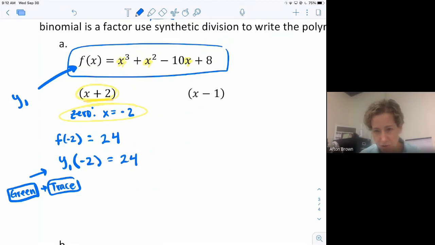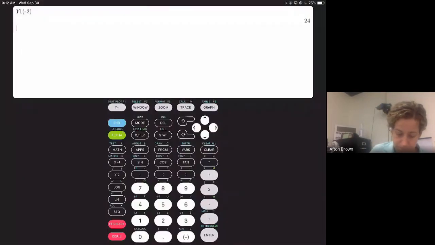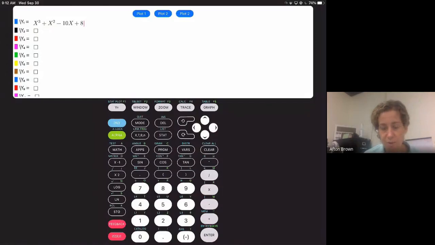So I know this first time through, you're like, well, this isn't really saving us time. This takes us forever, but I promise it will go faster after we're used to it. So I'm going to show you those steps one more time on the calculator. So again, what you do is you first go into y1, you enter in your function. So I just have the function entered in there as y1, x cubed plus x squared minus 10x plus 8.